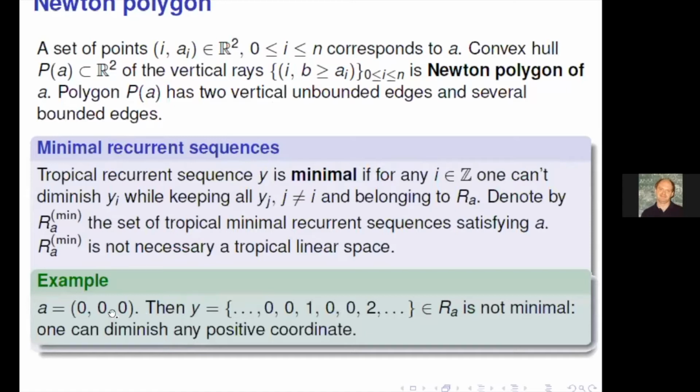So just an example, a continuation of the example from the previous slide. Again, we start with the vector A of three zeros, 0, 0, 0. And then we have seen that such a vector satisfies A. So each third coordinate is any non-negative coordinate, but it's not minimal, since one can diminish any positive coordinate.